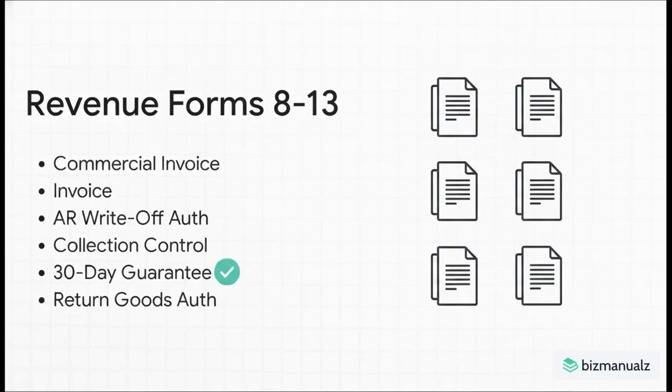Rounding out the forms list, we have the commercial invoice, the standard invoice, accounts receivable write-off authorization, account collection control form, the 30-day satisfaction guarantee, and the return goods authorization. And yes, they even categorize their 30-day guarantee form in here. This just proves you have literally every single document you need to tighten up your accounting controls. When it comes time to write off a bad debt or authorize a tricky return, boom, there is a specific formal control form ready to go.